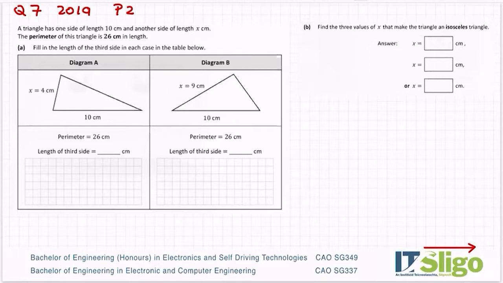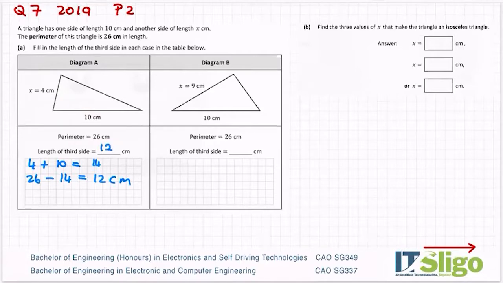So diagram A, I have a side 4, side 10, and the perimeter is 26. So perimeter is what I say, walk the walk. So literally walk around all of the edges and you get to, in this case, 26, okay? So what I would do is I would go 4 plus 10 is 14 centimeters. 26 minus that 14 centimeters is 12.